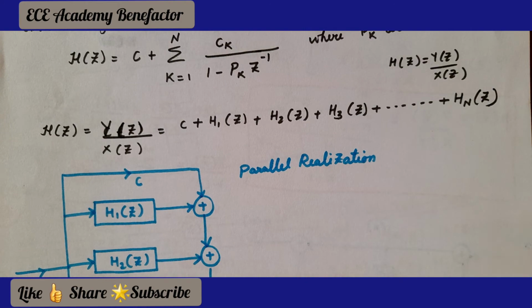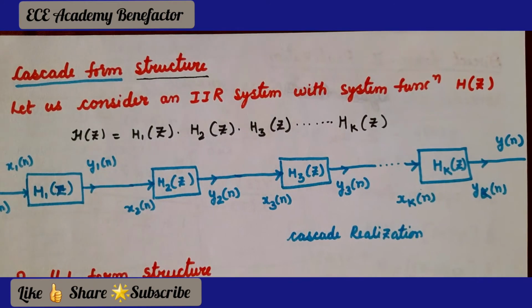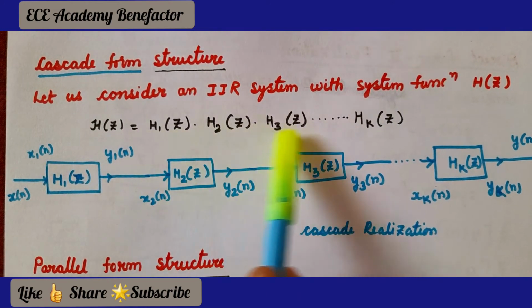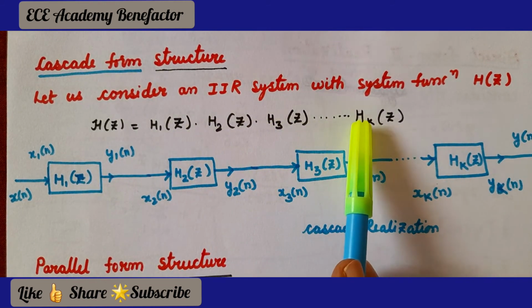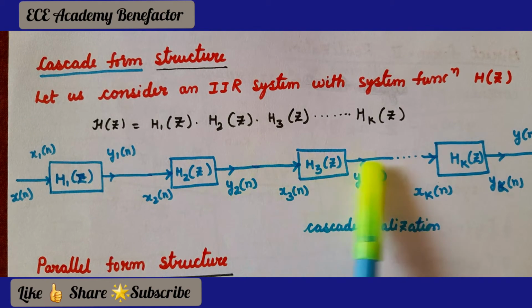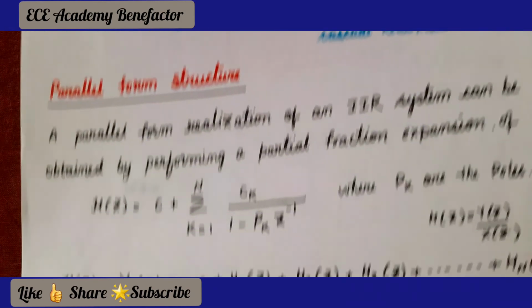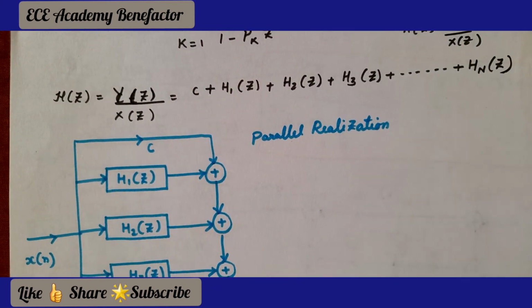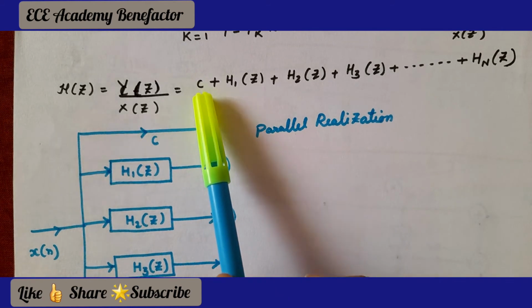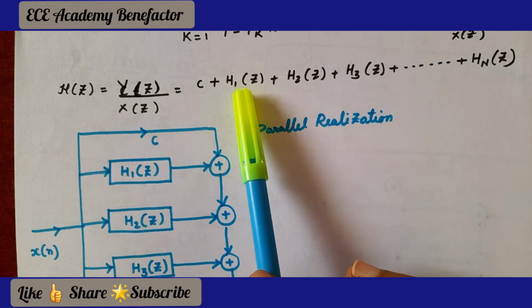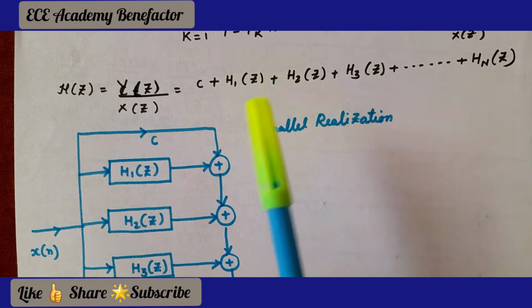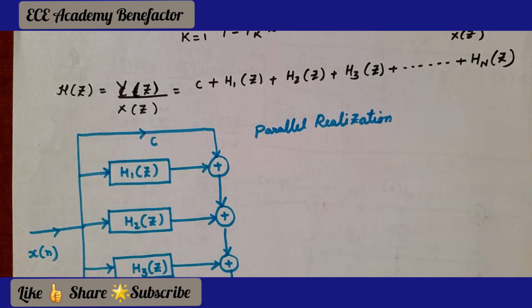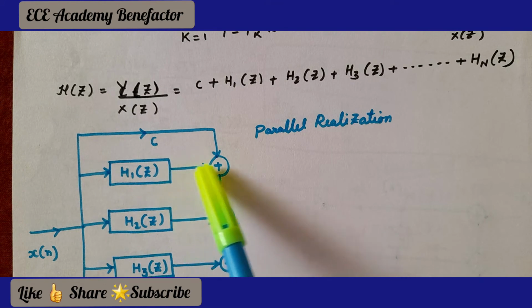So, in cascade, what is happening? It is multiplied. Individual transfer functions are multiplied, so they are connected in series. In parallel form, a multiplying factor is added to the individual transfer functions. So, plus sign is there, means each transfer function is connected in parallel and are added.